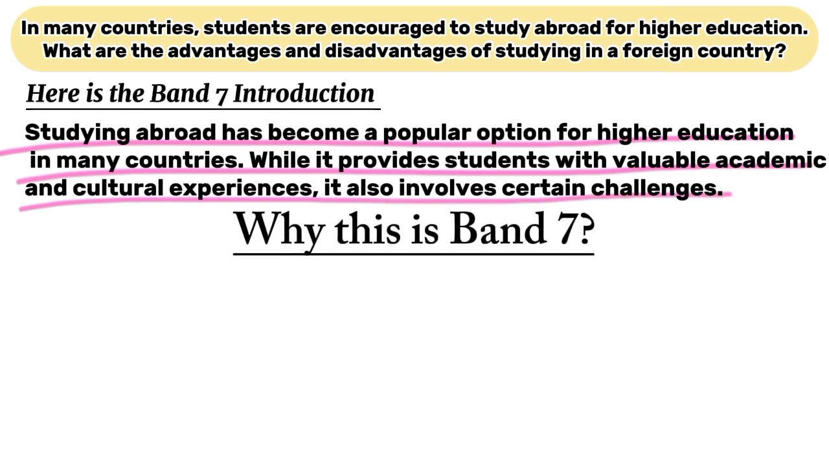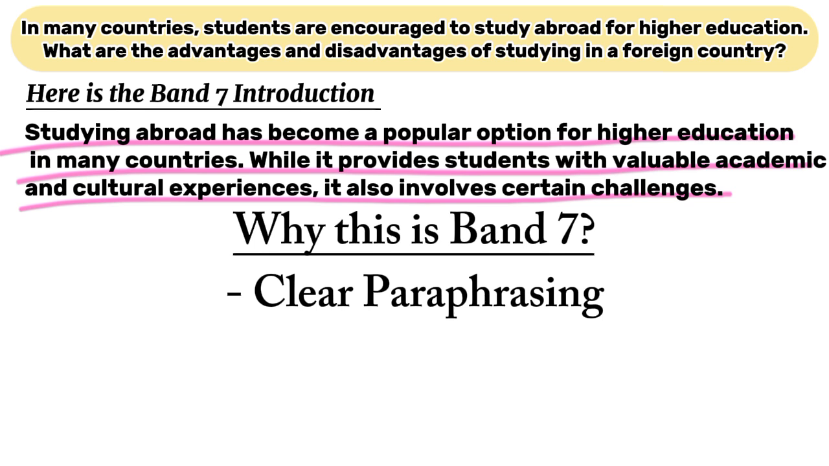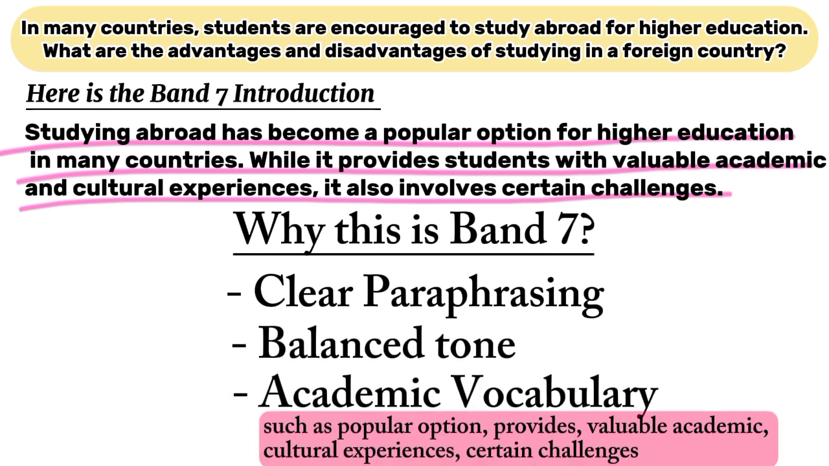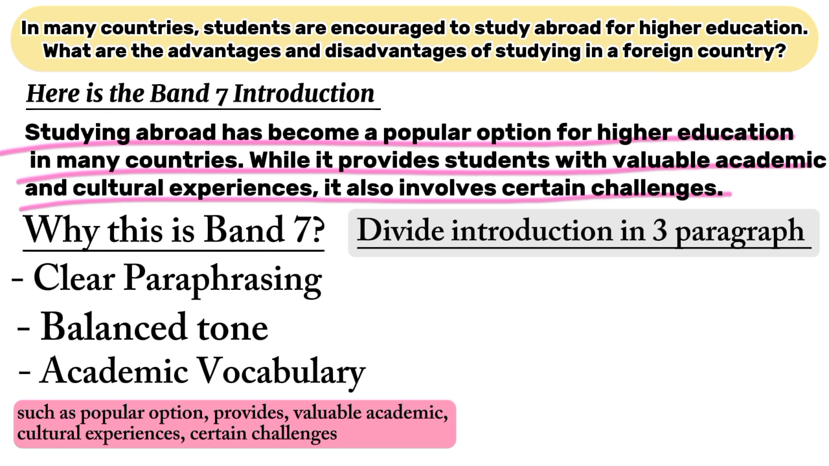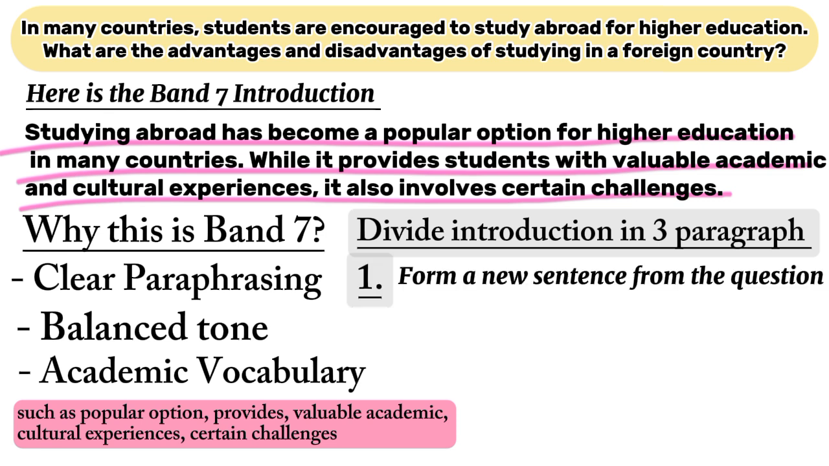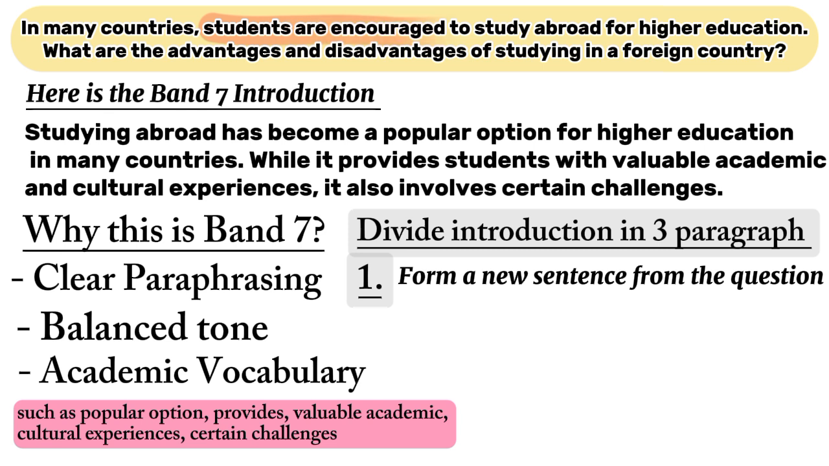Why is this Band 7? It has clear paraphrasing, balanced tone, and academic vocabulary. What we do in this is how every top band scorer does. Let me explain. We have to divide our introduction in 3 parts like we do. In the first part, we have to paraphrase the question. So, we totally transform this line. Instead of writing, students are encouraged to study abroad, we write studying abroad has become a popular option, and we write in many countries at last.